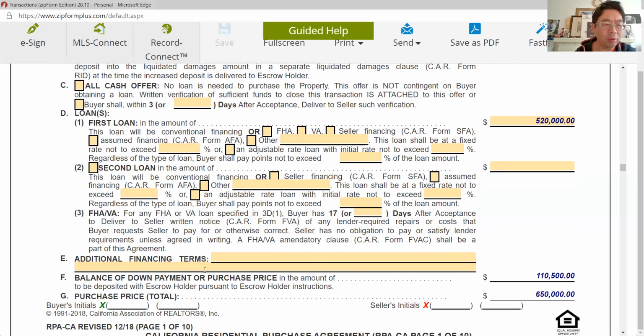And we don't have a second loan. So we're not doing FHA, or a first time home buyer loan. So we don't need to worry about that.